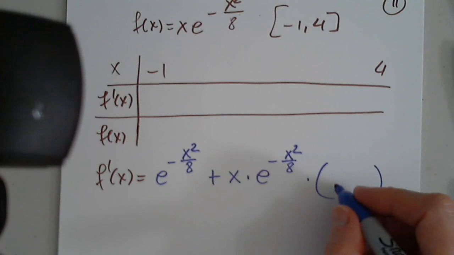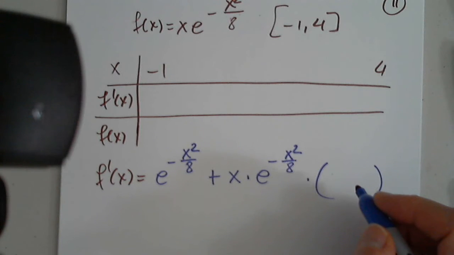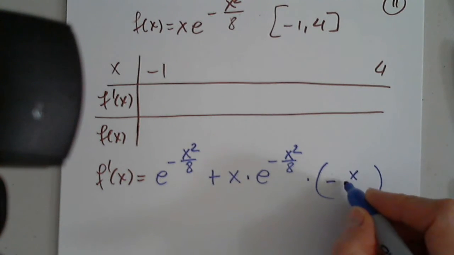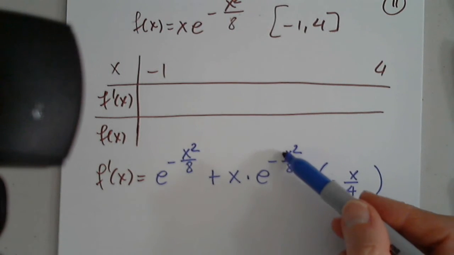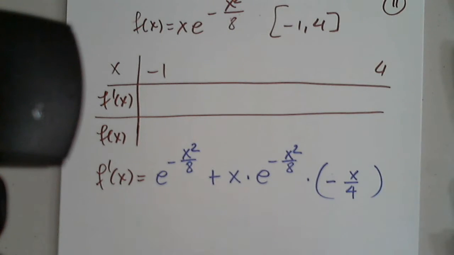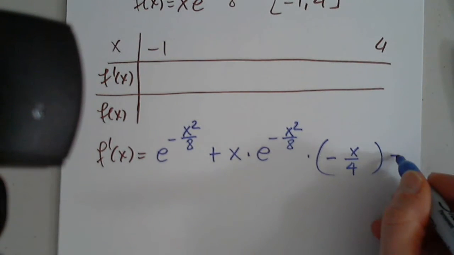1/8 times negative 1/8 times 2x. Very good. So this will be negative x divided by 4. Very good. So you bring 2 down, simplify, and you get 1/4. So negative x over 4. Excellent. Good. What do we do next?